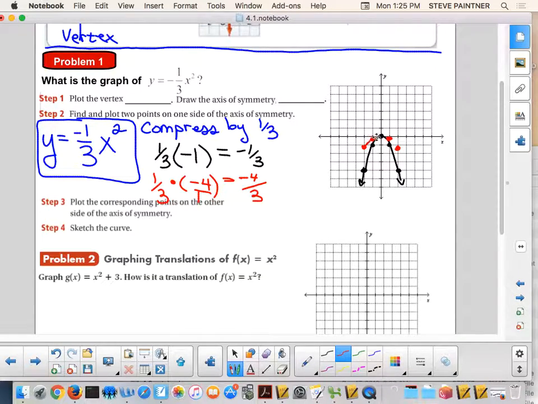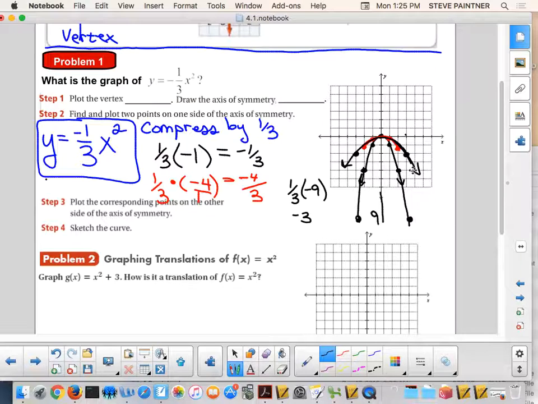Guys, look how slow this parabola goes down compared to the parent. And if I continued, the parent actually goes over 3, down 9. Isn't this what the parent does? Down 9. Okay, but you're not going to go down 9. You're going to go down what? 1/3 of negative 9 is? Negative 3. There it is. So you can see the parent goes down pretty fast.